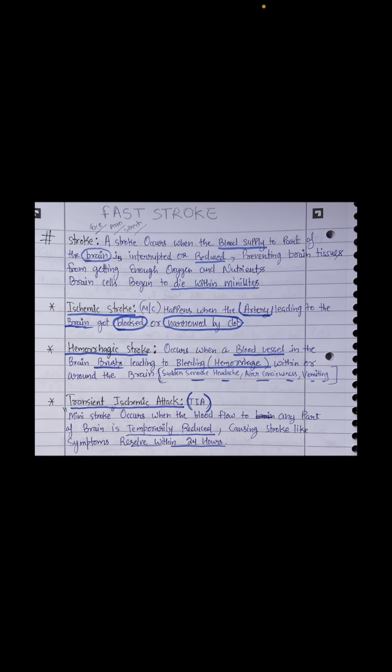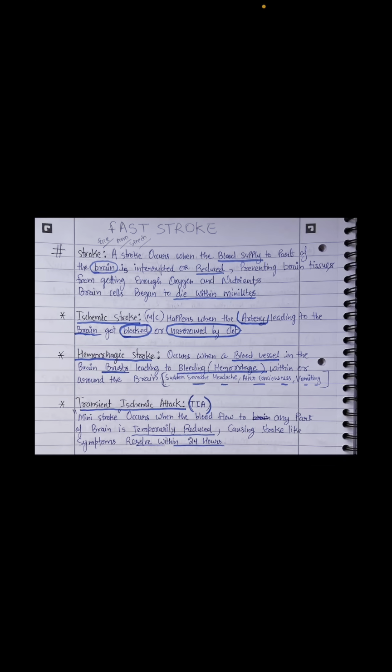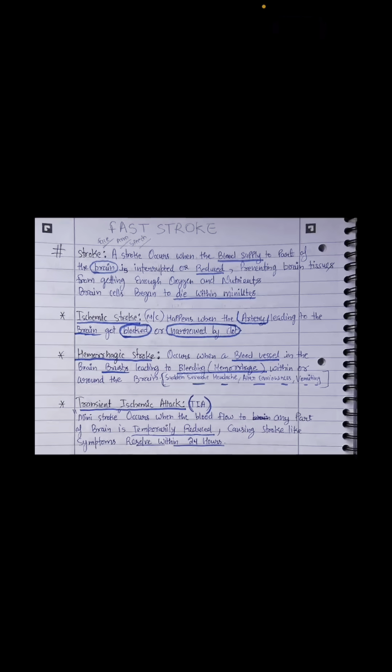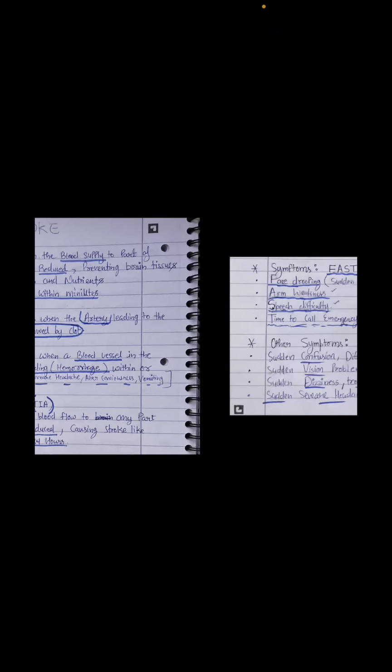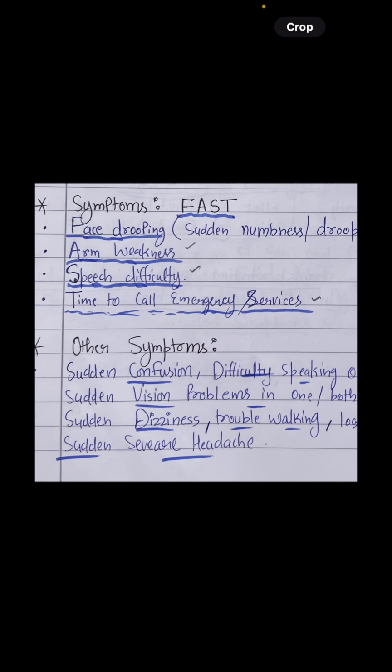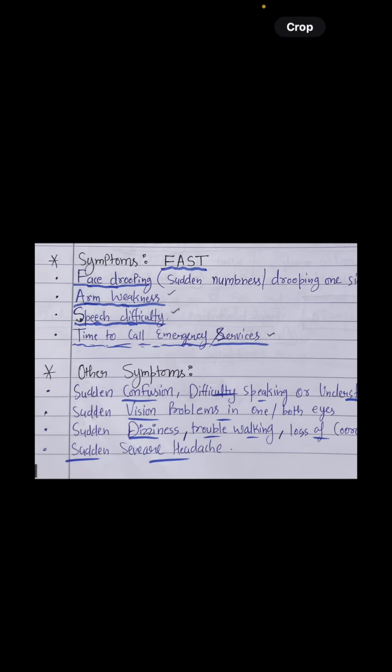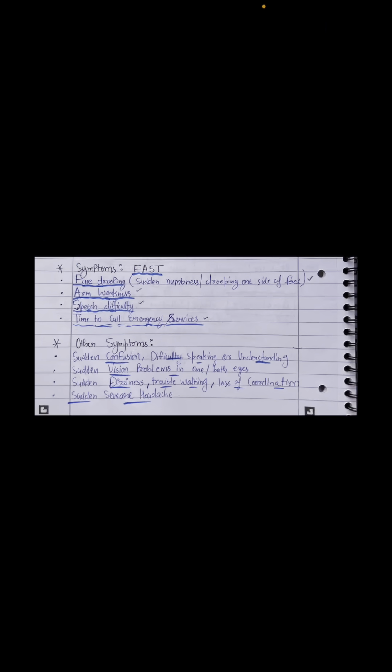Sudden severe headache will be there, or TIA. We were talking in the last video about TIA in some questions. TIA is a mini stroke which occurs when the blood flow to the brain or any part is temporarily reduced, which will auto resolve most of the time. For symptoms of stroke, you can remember FAST as a mnemonic. So let's see what FAST is: face drooping, arm weakness, speech difficulty, time to call emergency service.